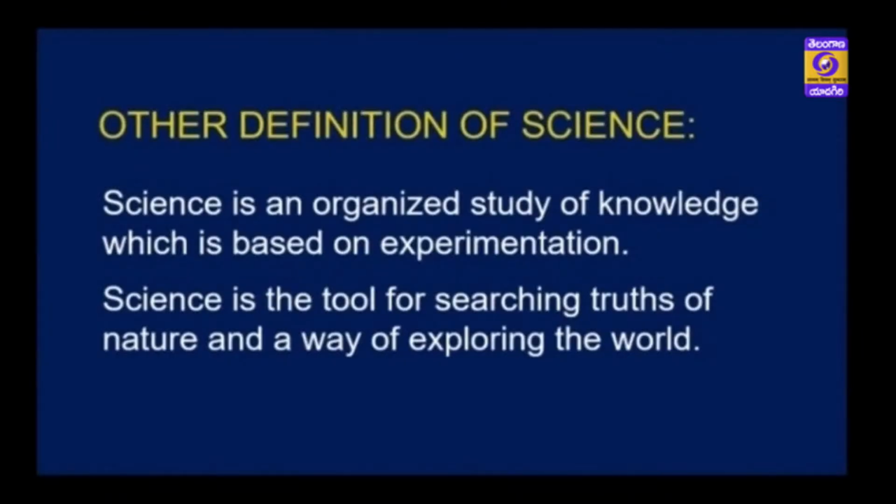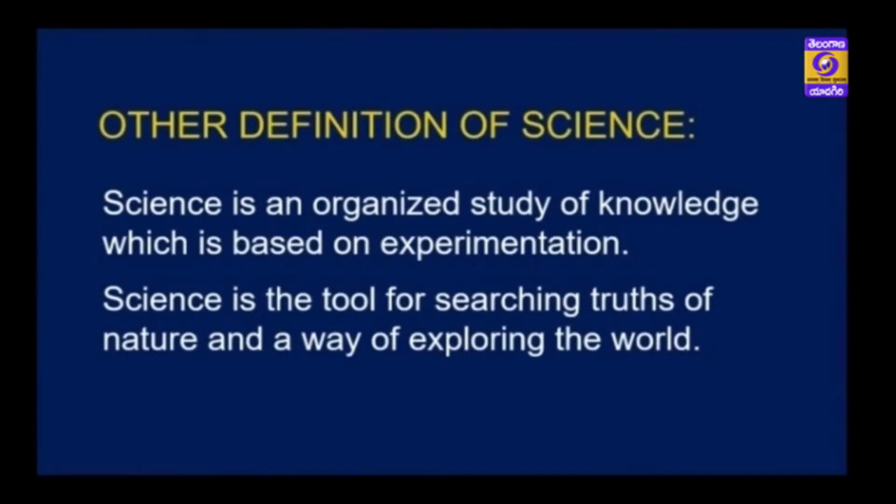The other definition of science: science is an organized study of knowledge which is based on experimentation. That means science is also one kind of knowledge that deals with doing experiments, and science is the tool for searching the truths of nature and a way of exploring the world. Science is the tool for searching truths. That means science will always prove what is a fact and what is not a fact. It will not give false predictions. It will always be related to the truth value, it will have perfect proofs, it is related to nature, and it will bring world exploration. That kind of subject is our science.